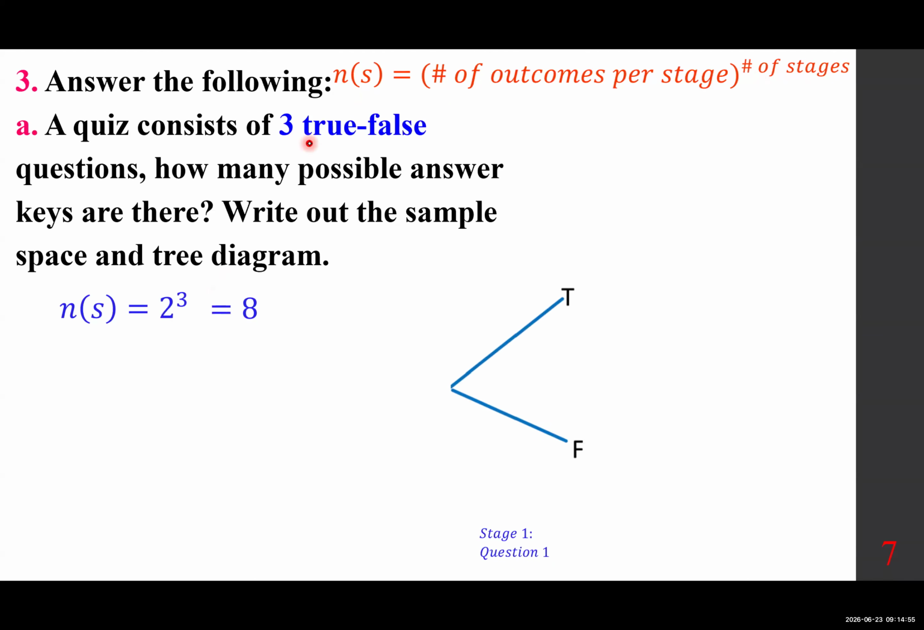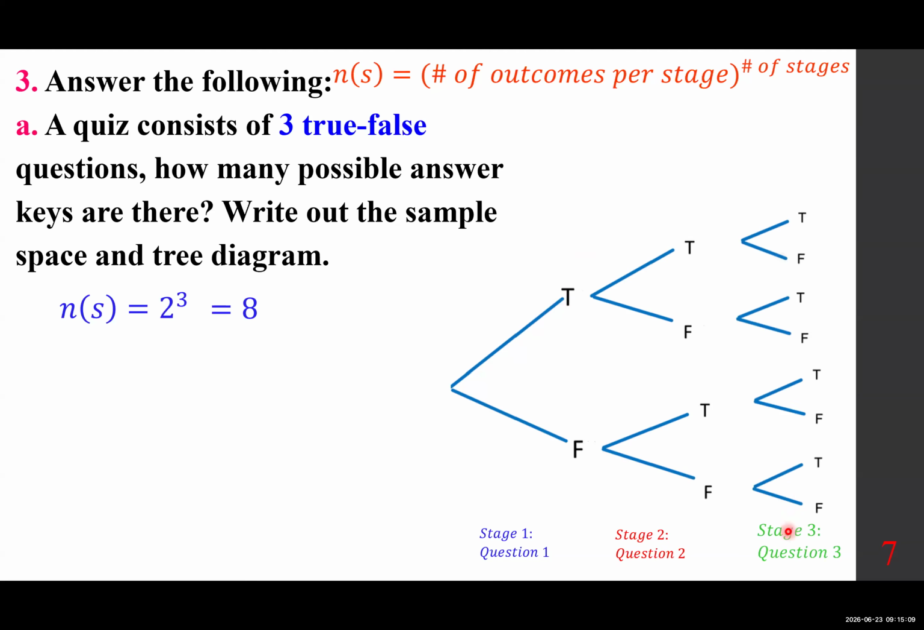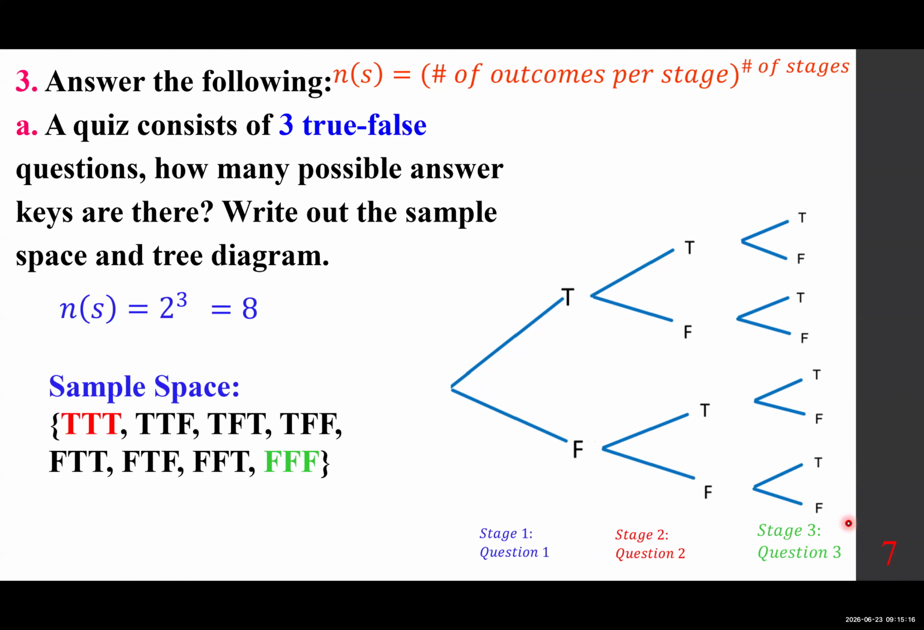8. So the first stage, true or false, done. The second stage, each one is true or false. So if we just stop there, we have T, T, T, F, F, T, F, F. 4 outcomes, 2 squared. We add one more question. The third stage is question number 3. So T, T, T at the top, F, F, F at the bottom. Okay, so you write all of them. So for example, T, T, T, T, T, F, and the rest of them. Okay, so how many outcomes? 8.